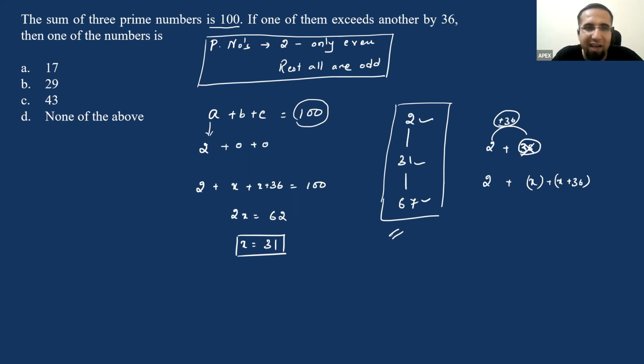So either I have 2, or I have 31, or I have 67. Clear? And none of the values are given to us, and therefore the correct answer to this question becomes none of the above. So very easy question. You should have definitely converted this question. No chance of you not knowing about prime numbers, because that's the basic thing that we have also practiced in the class. That 2 is the only even prime number, and all the rest of the prime numbers are odd.